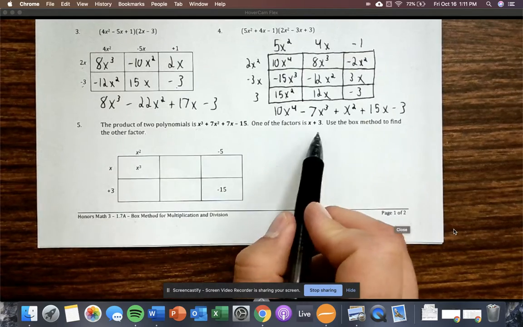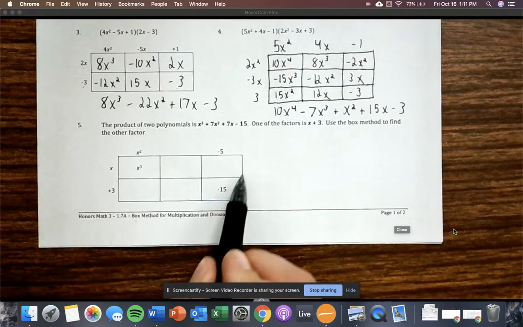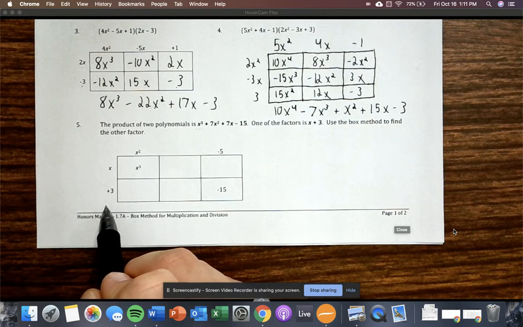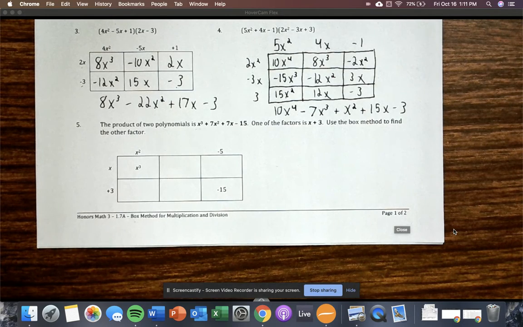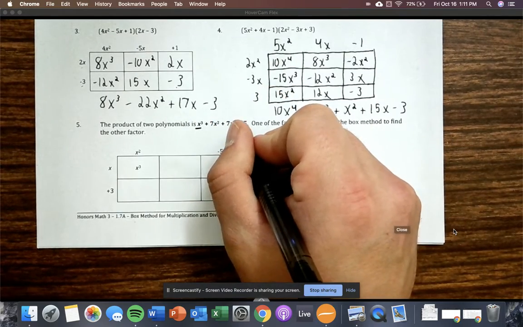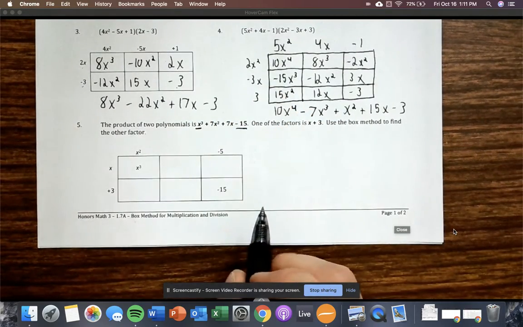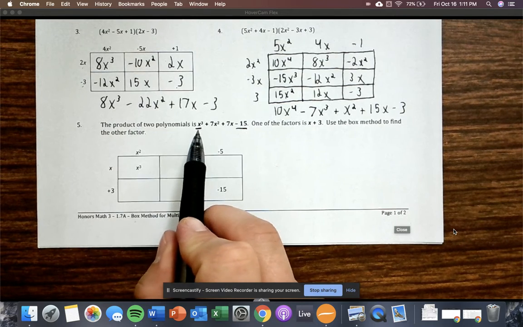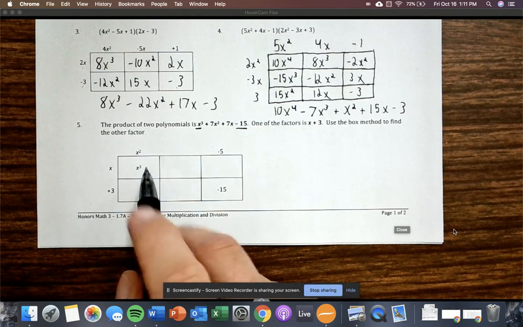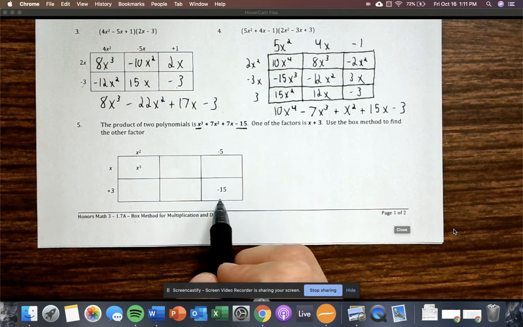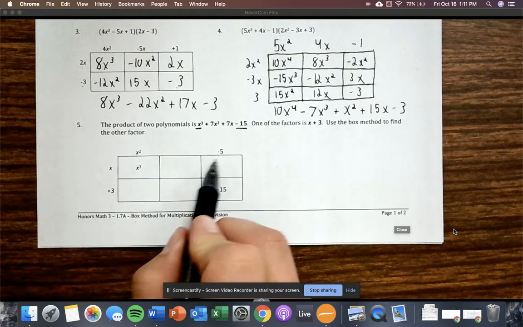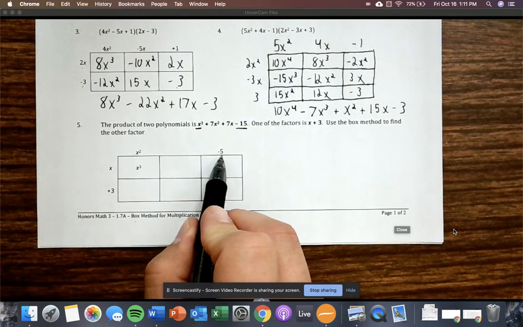Well, what we do then is we draw out our boxes and we put x plus 3 on the side, right? Now, we already know the biggest power here is this x cubed, and the one with the smallest power is this minus 15. Just like in the other ones, we're going to put the term with the biggest power in the top left corner, and the term with the smallest power in the bottom right corner. So now I know these are already filled in. We have this x squared and we have this minus 5.